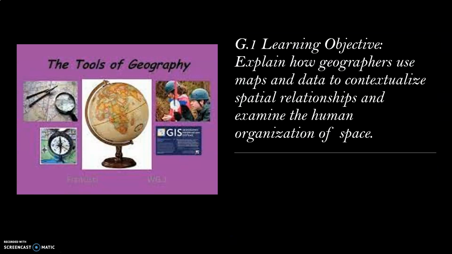Just a reminder, G.1's learning objective is that you will be able to explain how geographers use maps and data to contextualize spatial relationships and to examine the human organization of space. As I said in class, all that means is they're going to use maps and data, like counting people, or how many trees or where people live, and they're going to look at why people organize themselves on Earth the way they do.